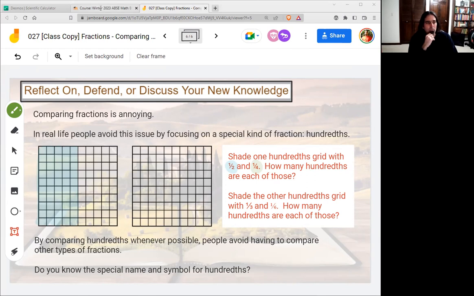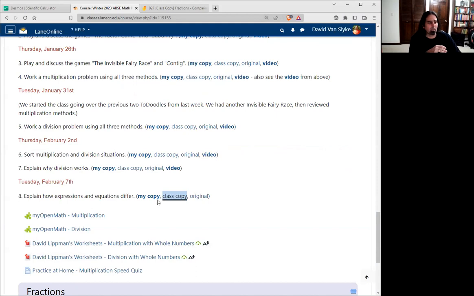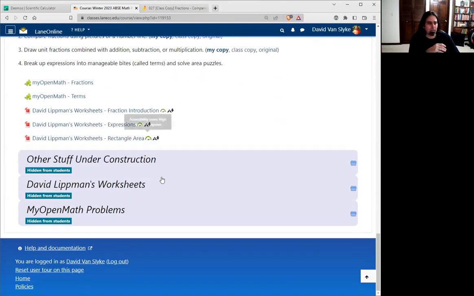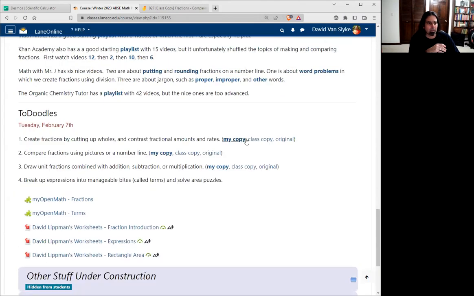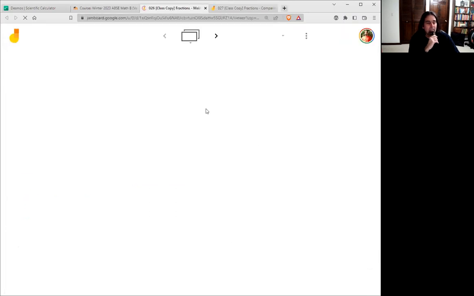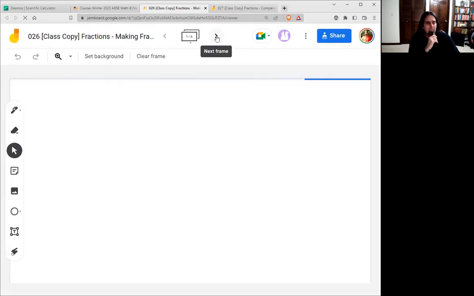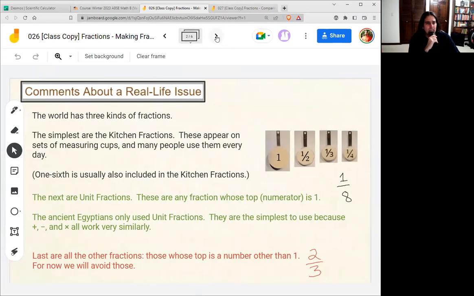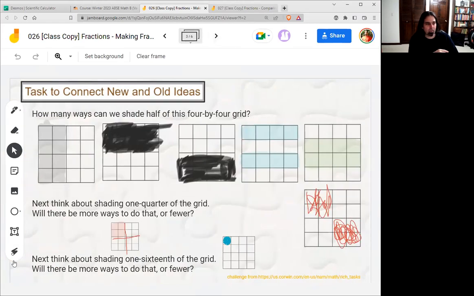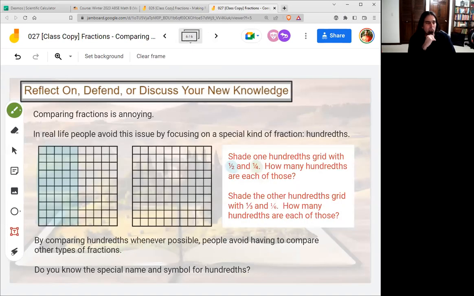We did a good job with this earlier today with this picture. So going back to where we are, how would I shade a quarter of it?